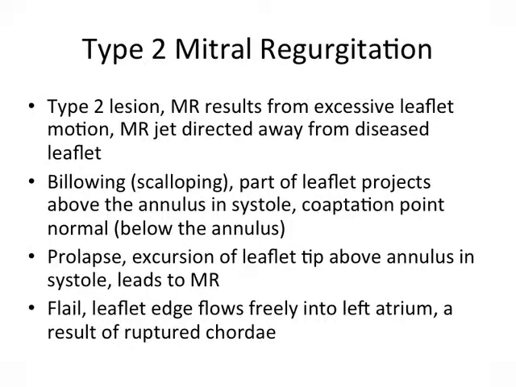Type 2 mitral regurgitation results from excessive leaflet motion such that the jet is usually directed away from the diseased leaflet. There's a spectrum of leaflet motion seen in type 2 mitral regurgitation. Initially, there is a billowing or scalloping motion in which part of the leaflet projects above the level of the annulus in systole, but the coaptation point remains normal or below the level of the annulus. Once leaflet prolapse occurs, there is excursion of the leaflet tip above the level of the annulus in systole, causing mitral regurgitation. With mitral valve flail, the edge of the leaflet flows freely back into the left atrium, most often the result of a ruptured chordae tendineae.